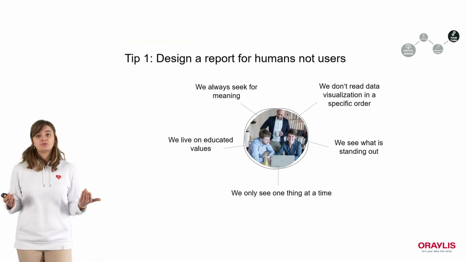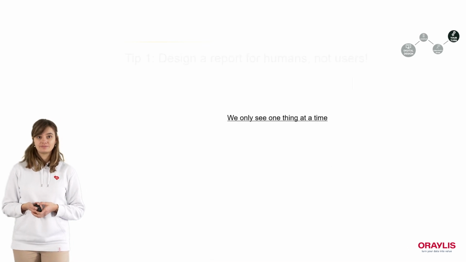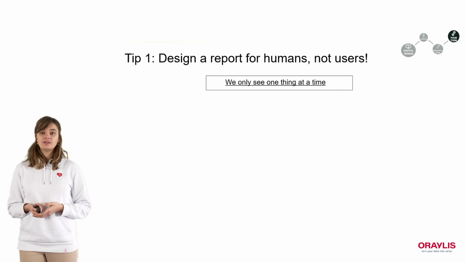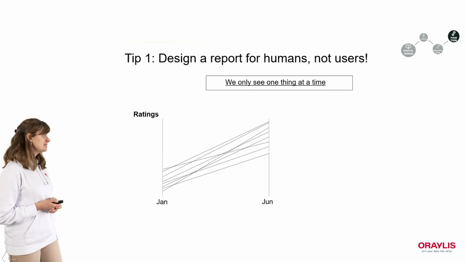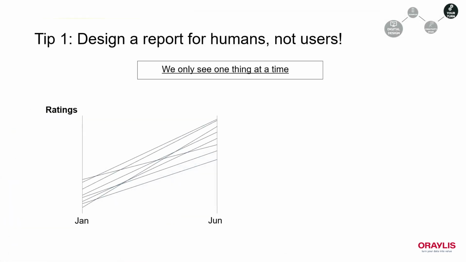The third aspect of human behavior when it comes to data visualization follows now. As humans, we only see one thing at a time. On the left side, you can see a line graph which shows the development of ratings from January to June. We can definitely recognize a trend of increased ratings.